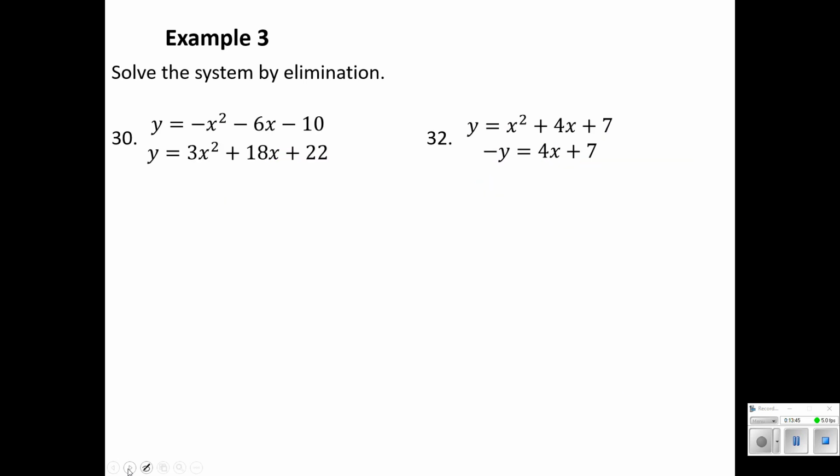All right, next examples, let's solve by elimination this time. All right, so number 30, here this actually would not be a bad candidate for substitution as well. Since they're both equal to y, we could just set those two expressions of x equal to one another. But the y's are also set up beautifully to eliminate. All I need to do is multiply the top equation by -1, and then when I combine those together, I find that 0 equals 4x squared plus 24x plus 32.